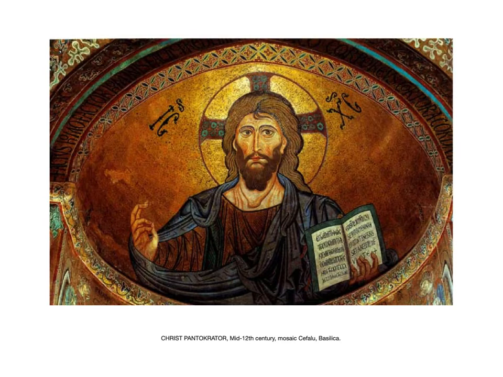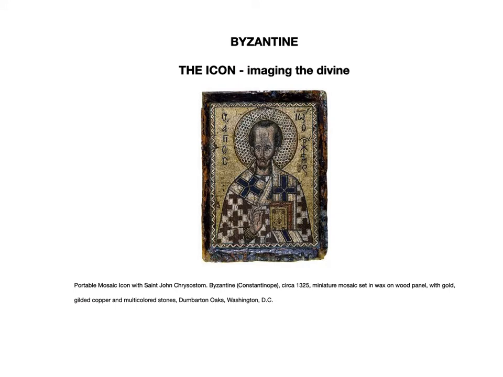So we have here an image which shows us a mosaic icon. So an icon is an object or an image of devotion, usually a painting. And this is mid-12th century, and it's extremely small, but it was made that way so that it could be carried as a votive object. These votive objects were extremely important to Byzantine Christians.